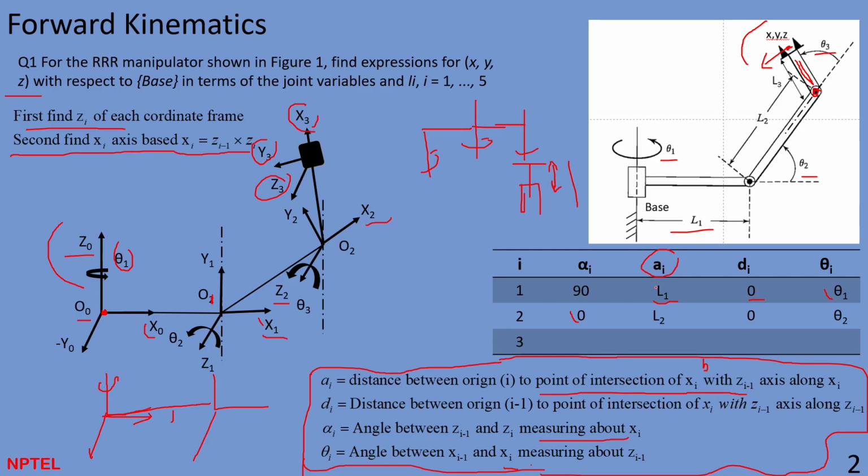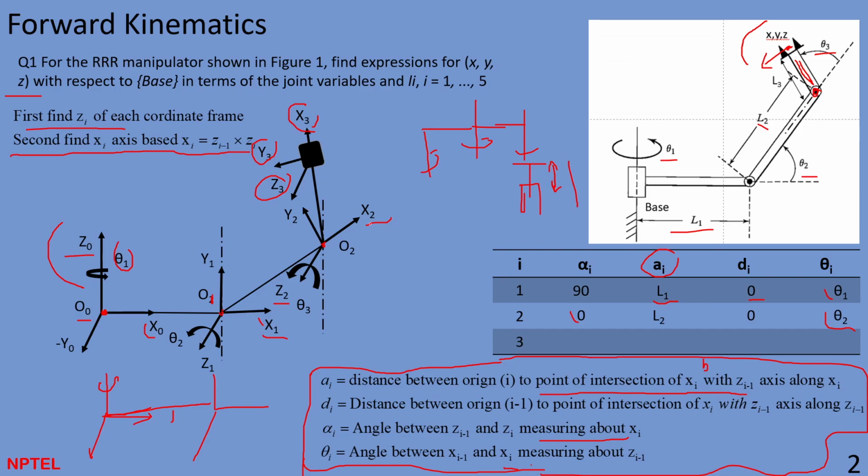And when you do the same, let's calculate a2. A2 is the distance measured along X1, the distance between Oi, which is this point, and the intersection point of Xi. This point is basically the link length, which is L2 here. And again, theta 2 you can find the same way.